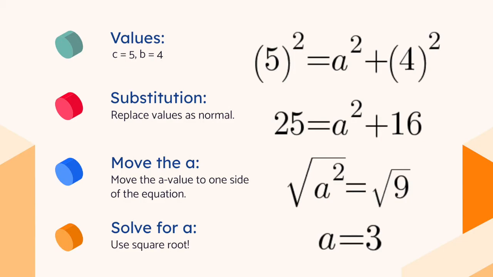To undo a square, you have to take the square root. The square root of a squared equals a, and the square root of 9 equals 3. So the value of leg a equals 3.